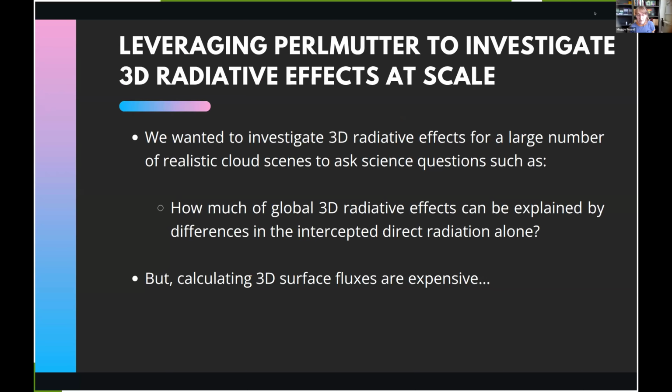We know that these 3D radiative effects exist and we understand some of their mechanisms, but we wanted to investigate them at scale. That's where Perlmutter and HPC come in. We want to do this for a large number of realistic, high-fidelity cloud scenes. By having that large sample, we can ask science questions such as how much of the global or net 3D radiative effect can be explained by differences in direct radiation alone, as well as many other questions. But I started this talk by talking about how we're making this approximation. We made that approximation because calculating 3D surface fluxes is expensive.